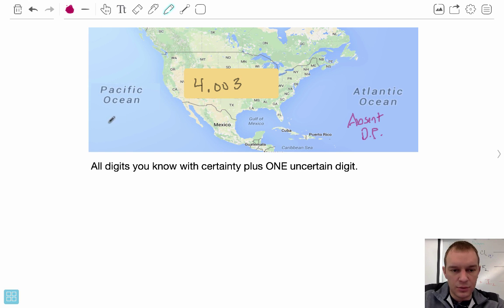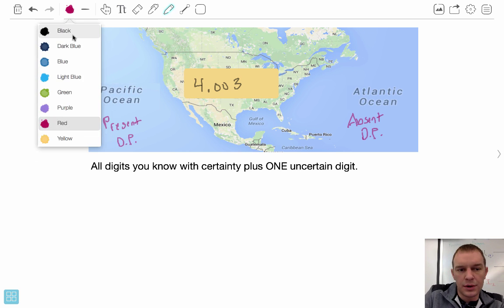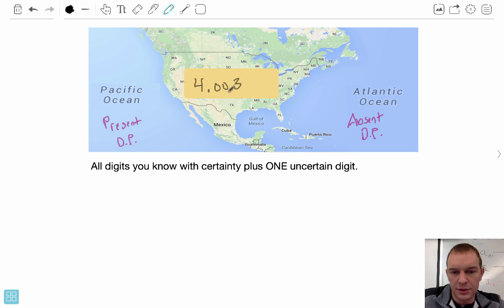We're going to use the Pacific rule when you have a decimal point present. This is all based on the decimal point. Now what we're going to do is take a look at the number that we have, and first identify: is the decimal point absent or is it present? In this case, 4.003 has a decimal point present.